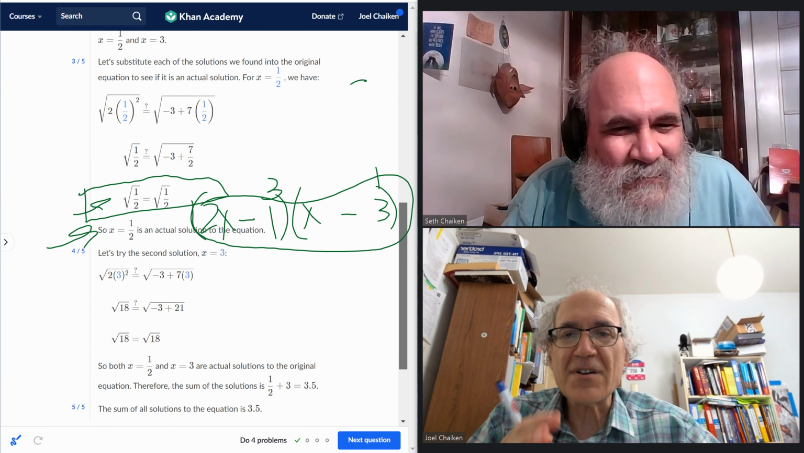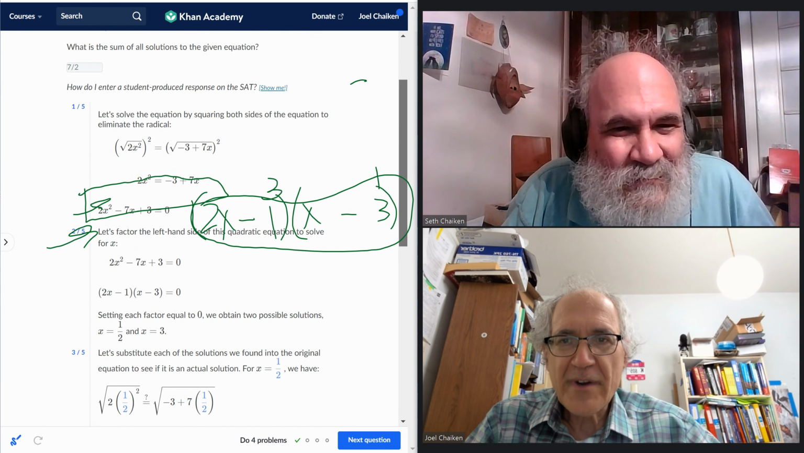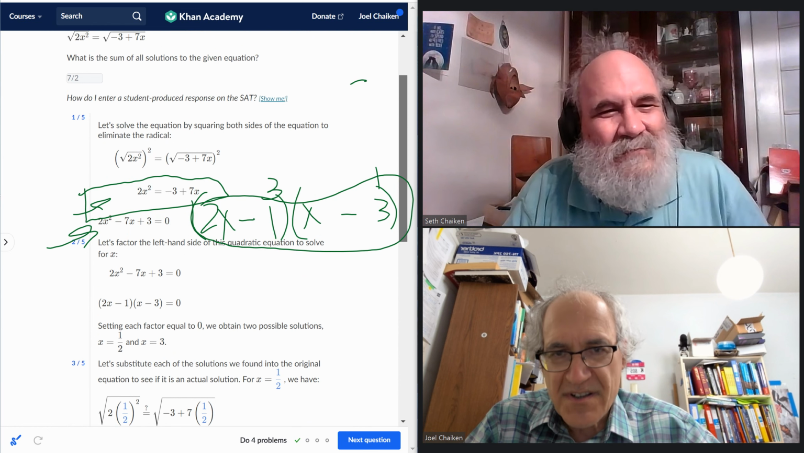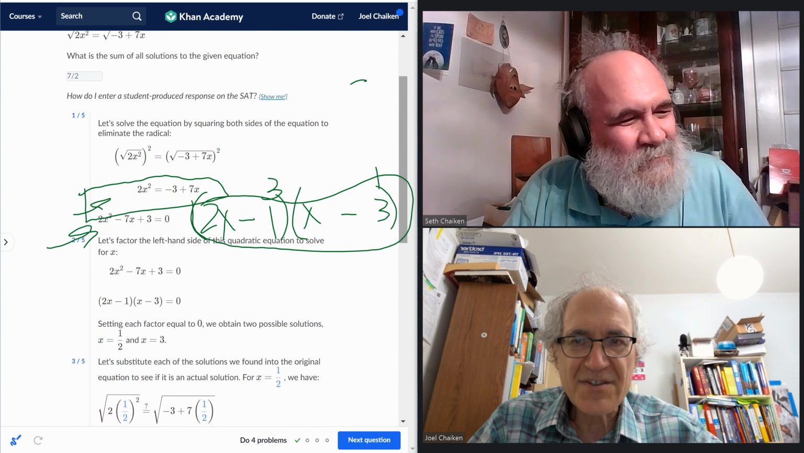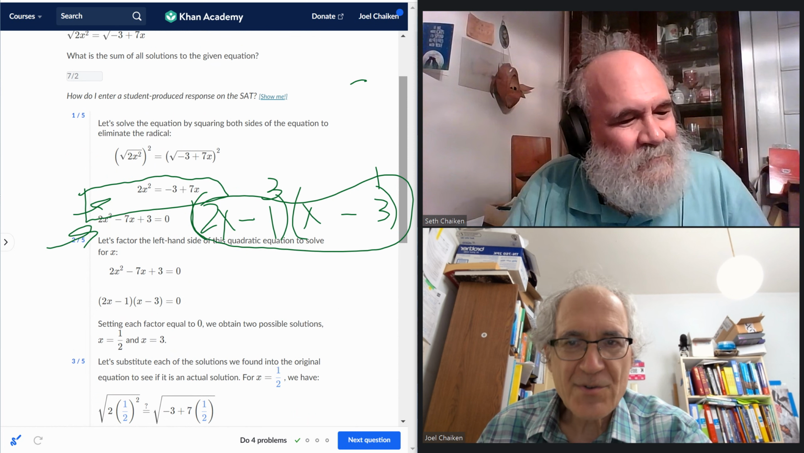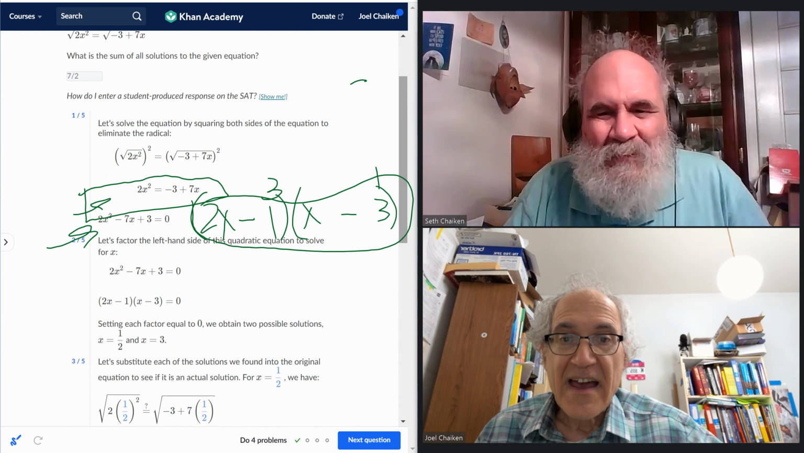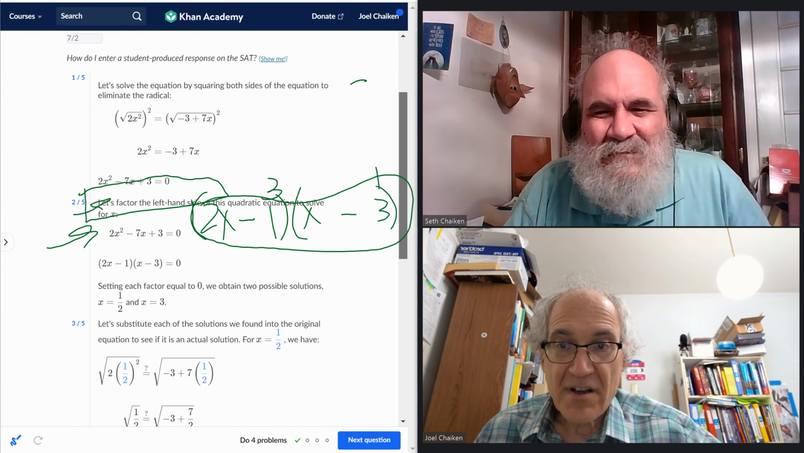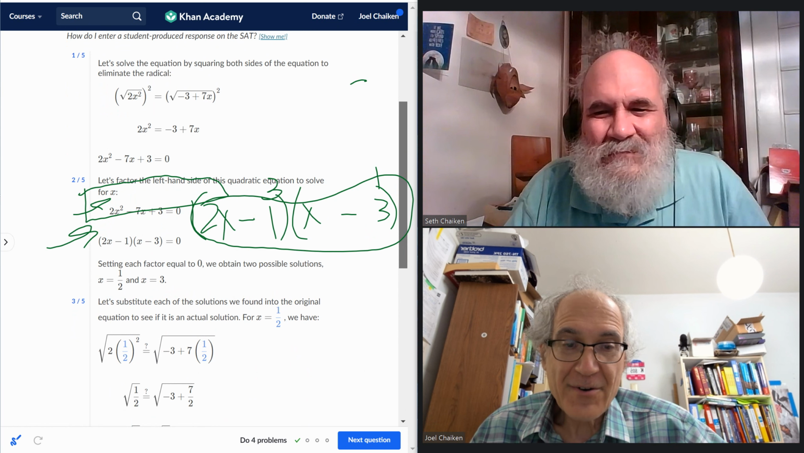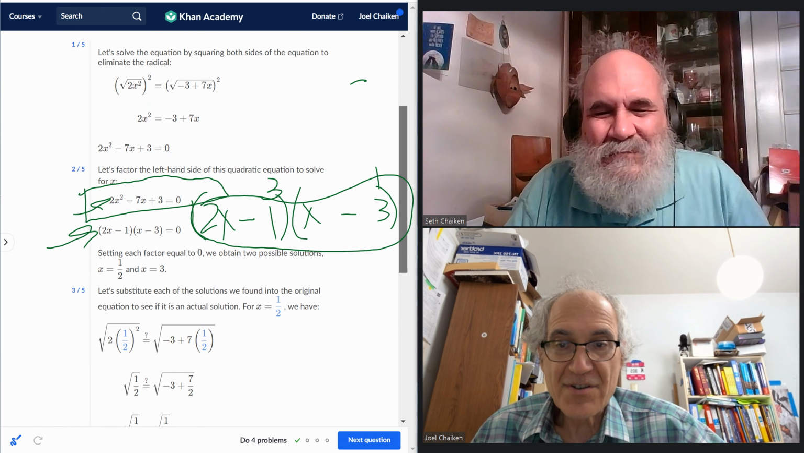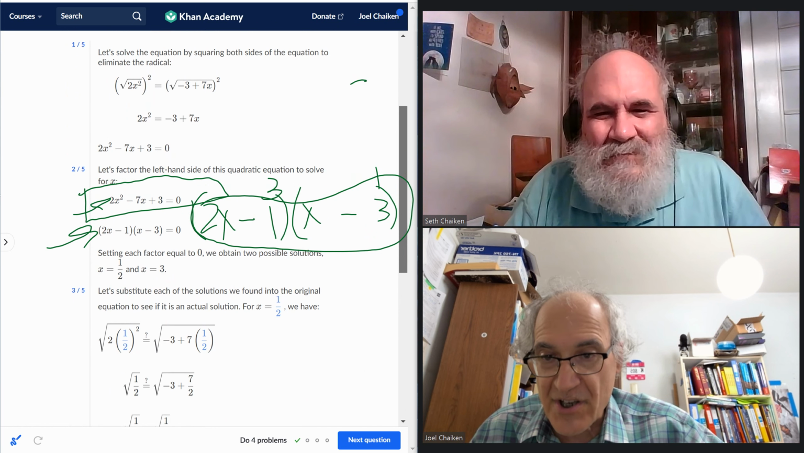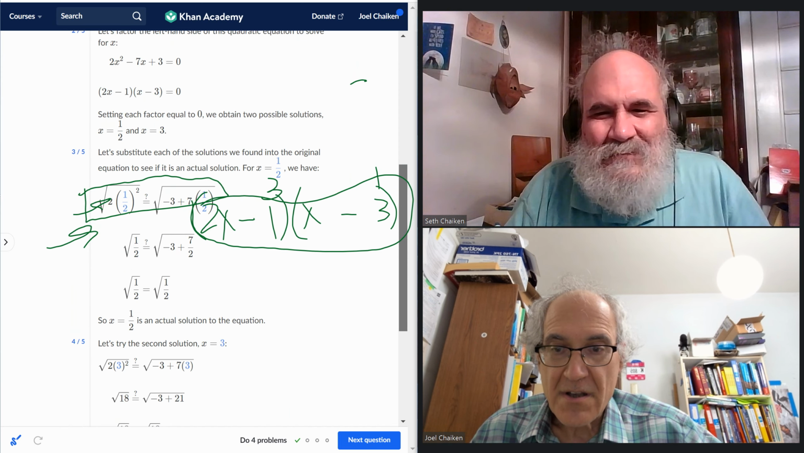So what are they doing here? Every time you square an equation, there are cases where you will get an answer after you square it which won't solve the original equation. It's called an extraneous solution. What they're doing is assuming that there may be extraneous solutions, so they're asking you to actually solve that quadratic equation and test each answer to make sure it solves the original equation, which it does.